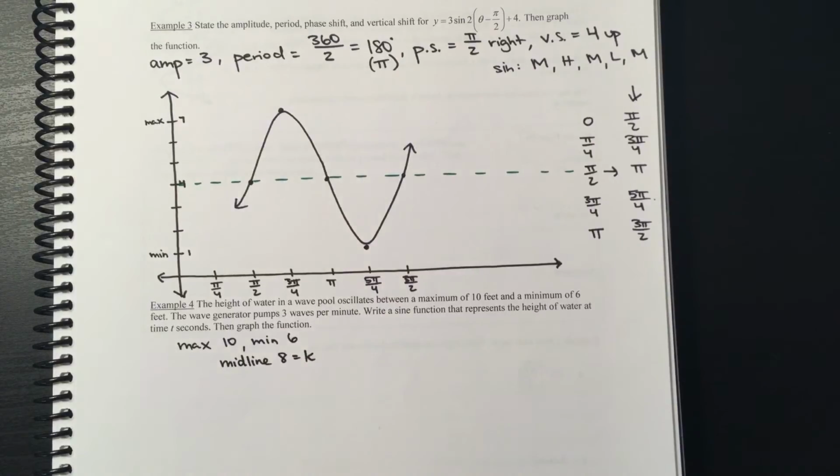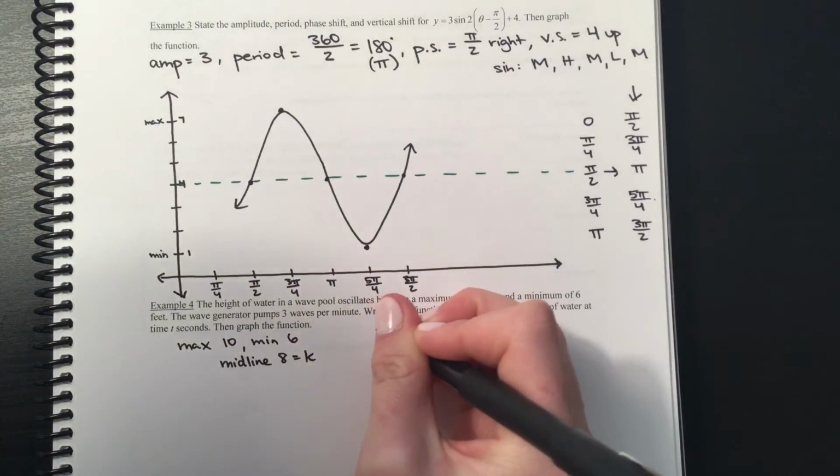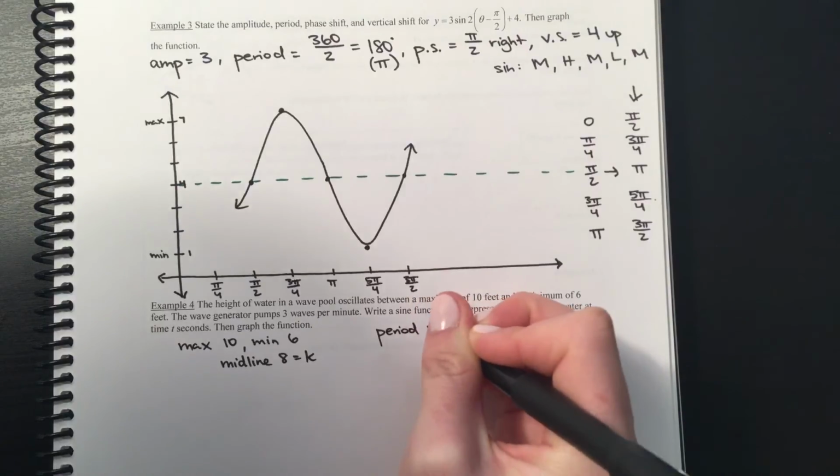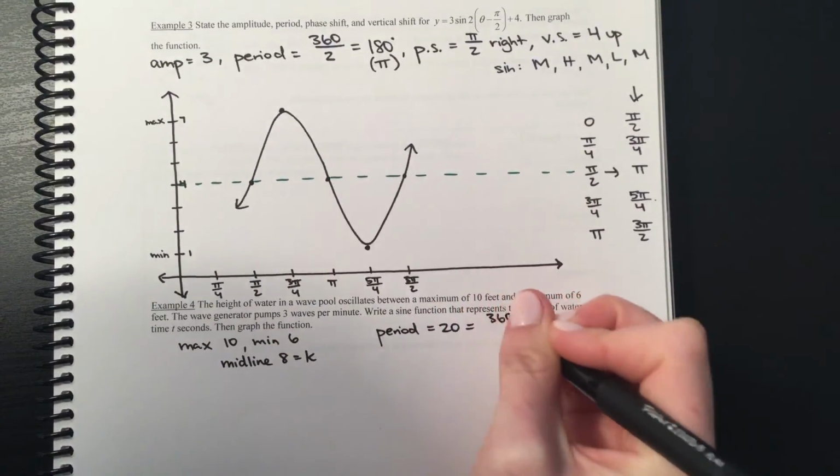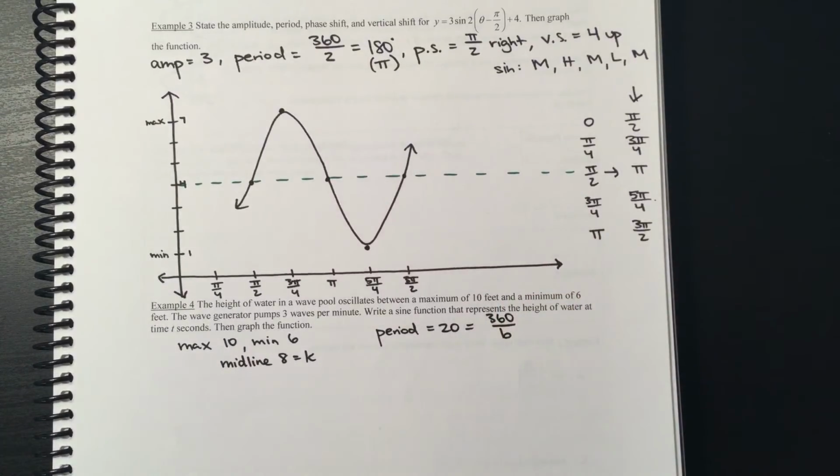Wave generator pumps 3 waves per minute. Okay, so every minute has 60 seconds. 3 waves per minute means the waves are coming every 20 seconds. Okay, so the period is 20 seconds. And remember, what we want to do with that is it should have been 360 divided by B. So we can solve for B that way to figure out what would have gone into our equation.